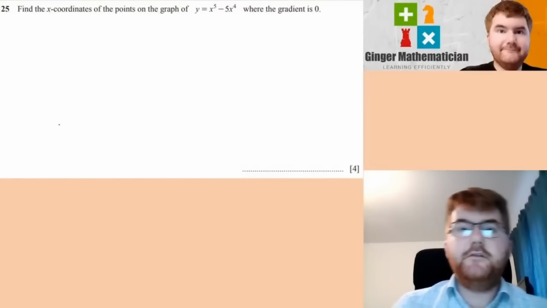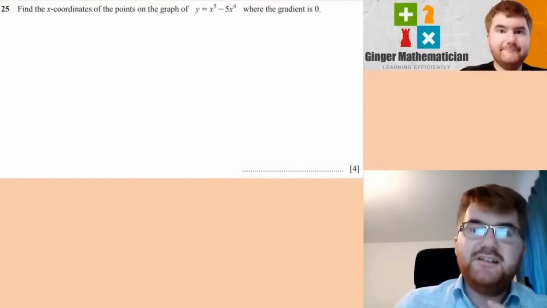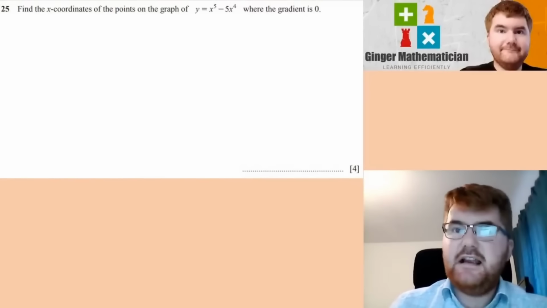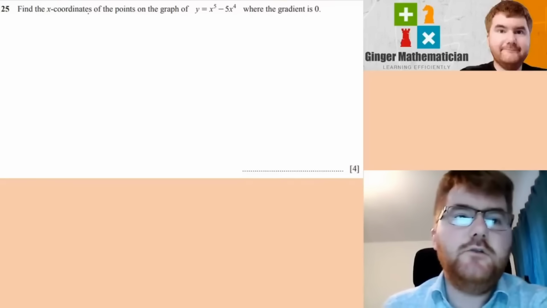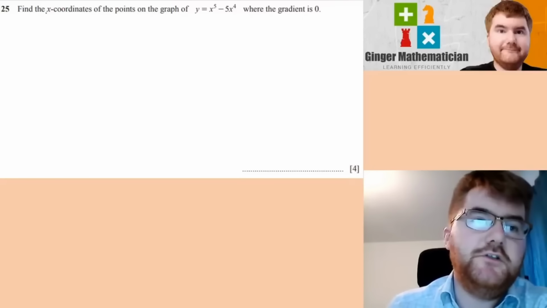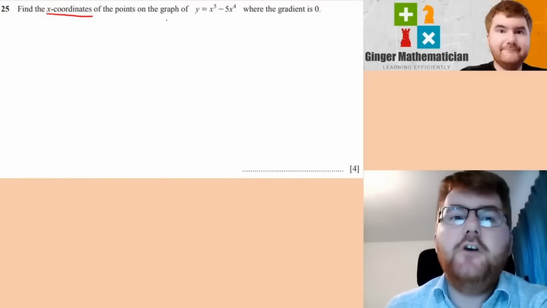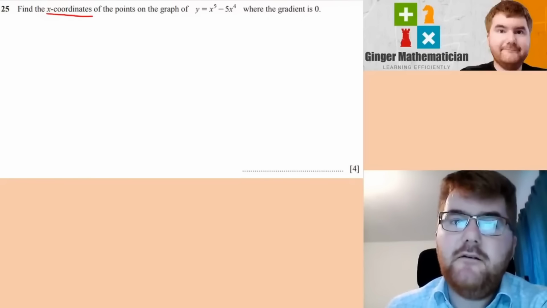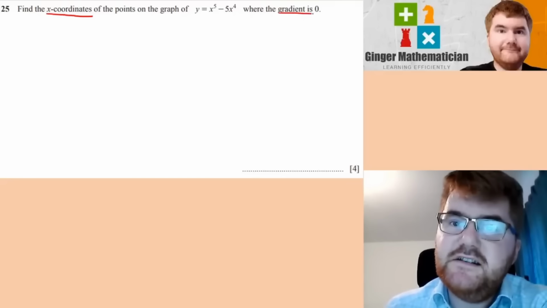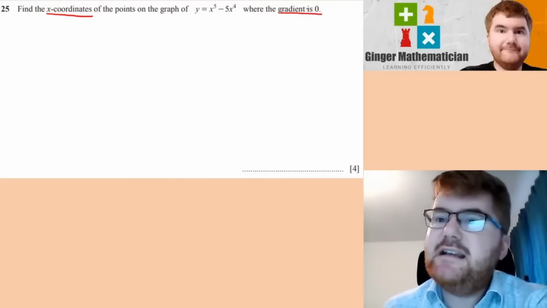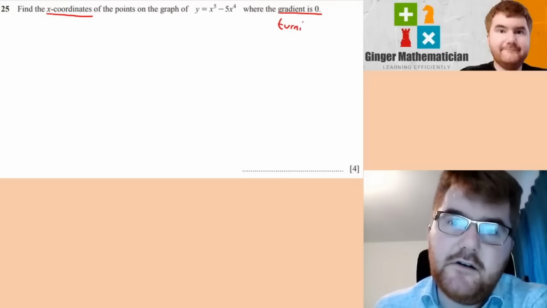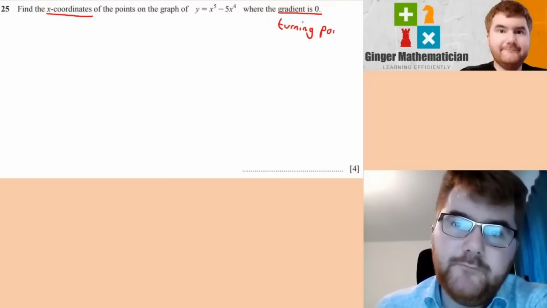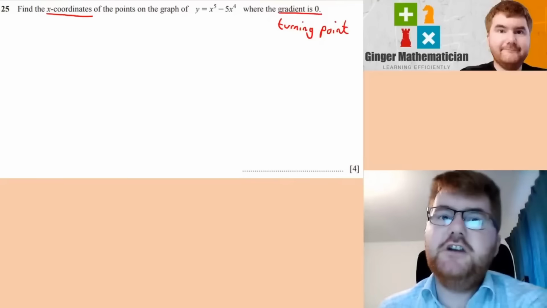Okay, so let's go through some typical Paper 2 questions, and all these questions that you see today come from the last 3 years of papers. So find the x-coordinates of the points on the graph of y equals x to the power of 5 minus 5x to the power of 4, where the gradient is 0. So you usually give some indication of either a turning point or where the gradient is 0. So this is the thing to look out for when looking for a differentiation question.